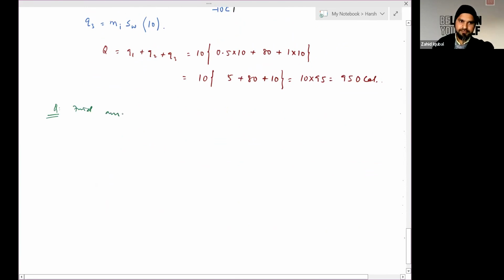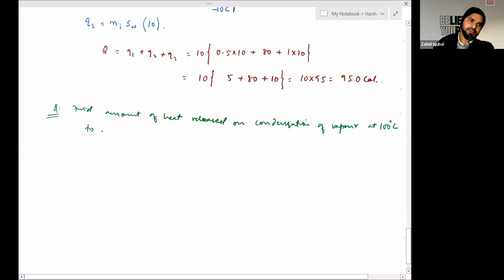Find the amount of heat released on condensation of vapor at 100 degrees Celsius to water at 50 degrees Celsius.